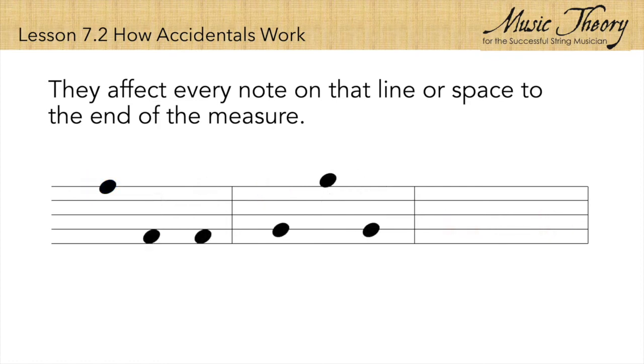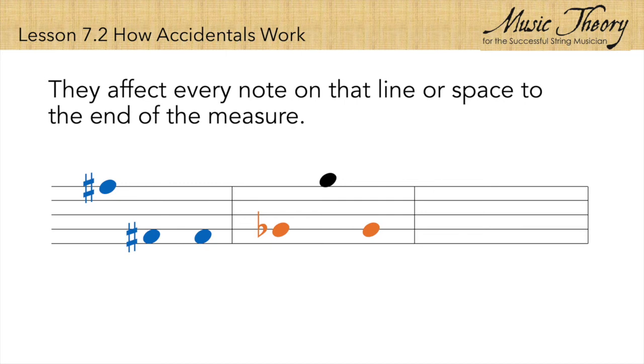This rule also applies to notes that have the same note name but are on a different octave. The accidental, again, affects every note on that line or space until the end of the measure. When we add a sharp to the first note, the other notes in this measure do not become sharp, even though they have the same note name, and that's because they are on a different line or space. If we want the other notes in the first measure to become sharp, we must add another sharp sign.